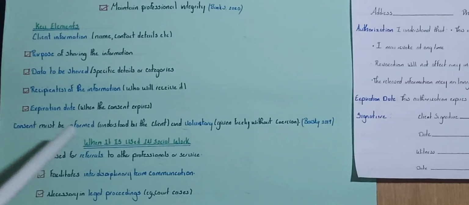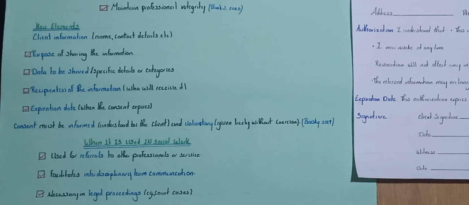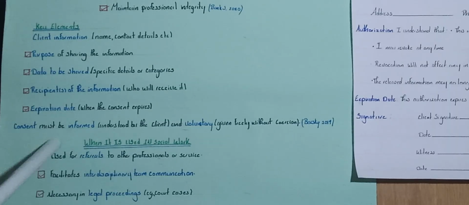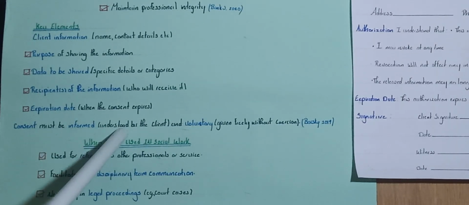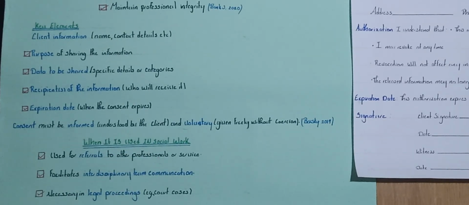Expiration date, when the consent will be expired. Consent must be informed, understood by both the client and also the social worker in this case.